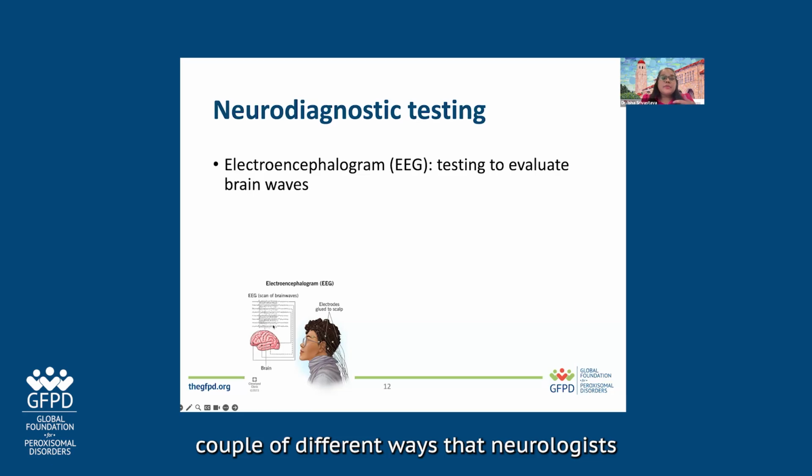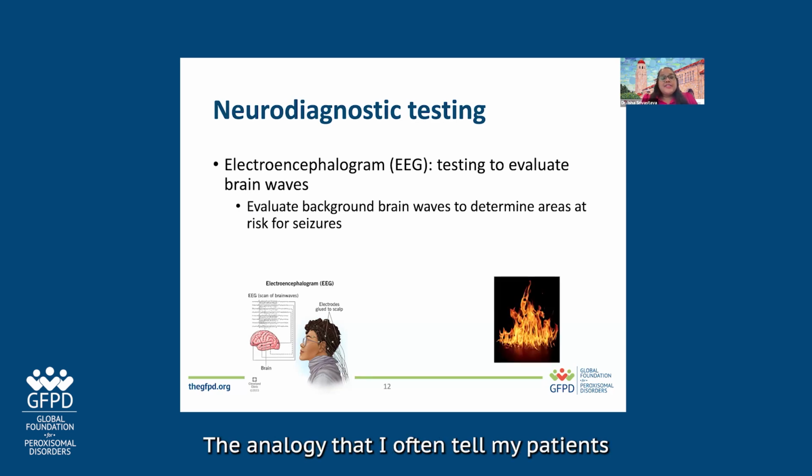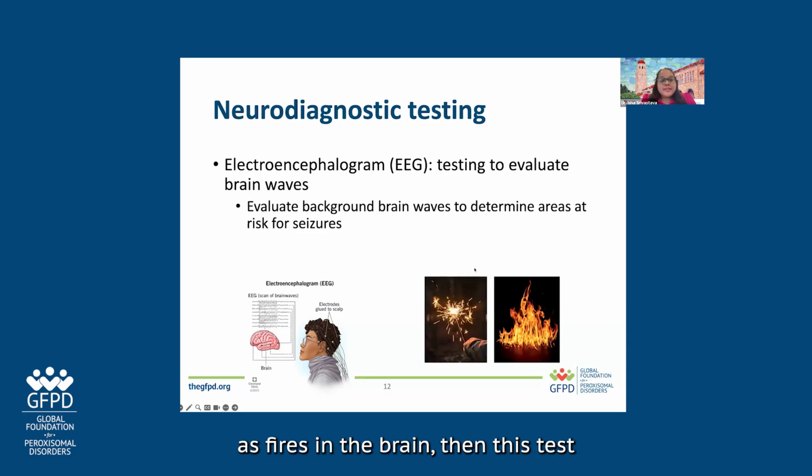And so there's a couple of different ways that neurologists like to use EEGs. One is to evaluate the background, so the brain waves just when the patient is awake, asleep, with or without the presence of seizures. And this is to determine, are there areas at risk for seizures? The analogy that I often tell my patients is if you think about seizures as fires in the brain, then this test or this background is looking, are there areas of the brain that have sparks? Now, all of us, those of us that have seizures, those of us that don't have seizures, all of us can have a few sparks here and there. But when we get worried is when we see a lot of sparks or a lot of epileptiform activity.